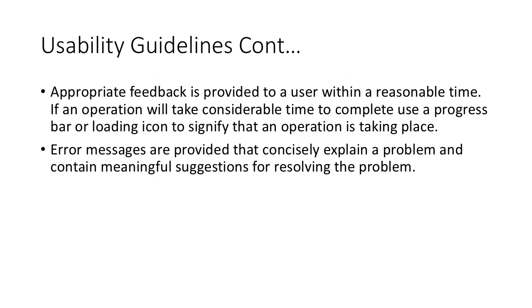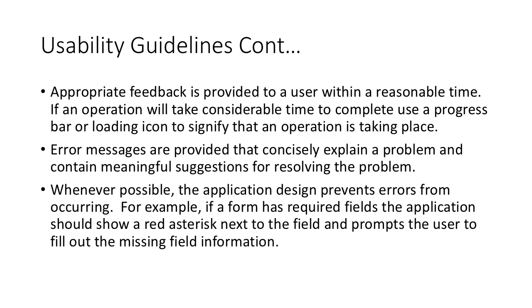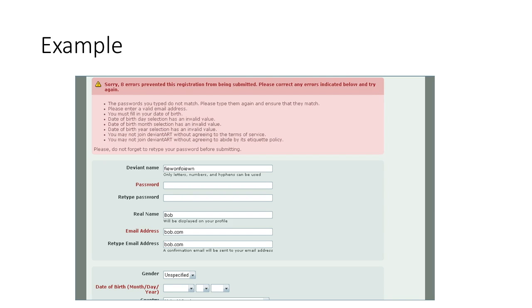If you do have error messages, they should explain what the problem is and contain some sort of meaningful suggestions to resolve the problem. And whenever possible, your application should prevent errors from occurring. So for example, if you had a form that requires, say, a birth date or some other fields, you should signify that somehow. Usually people will have a red asterisk next to it or have something that says required in the field itself. And then if they do submit without filling in the field, there should be some sort of prompt letting the user know.